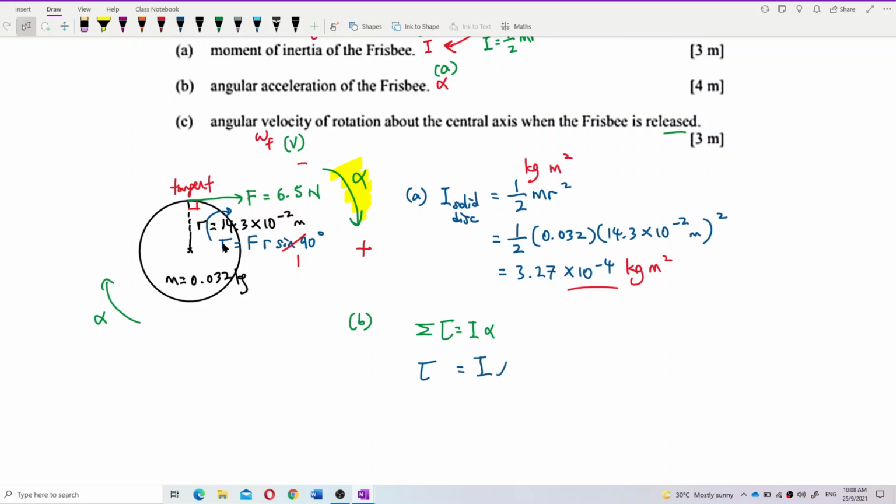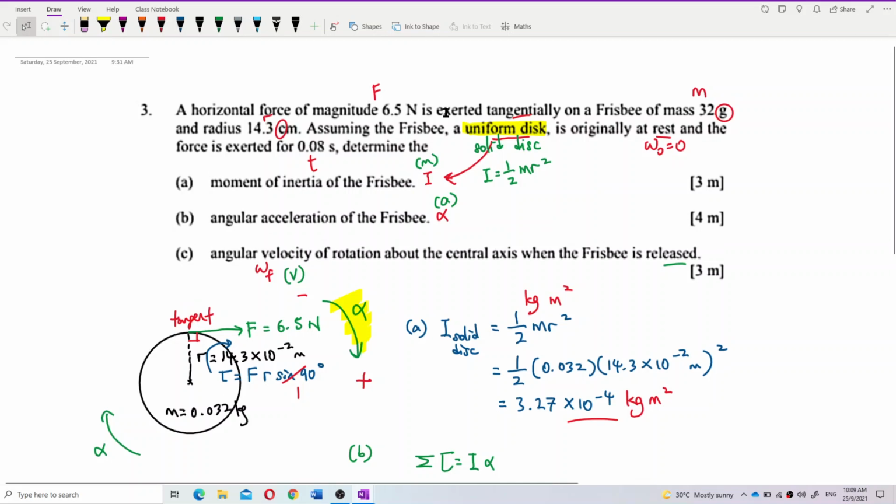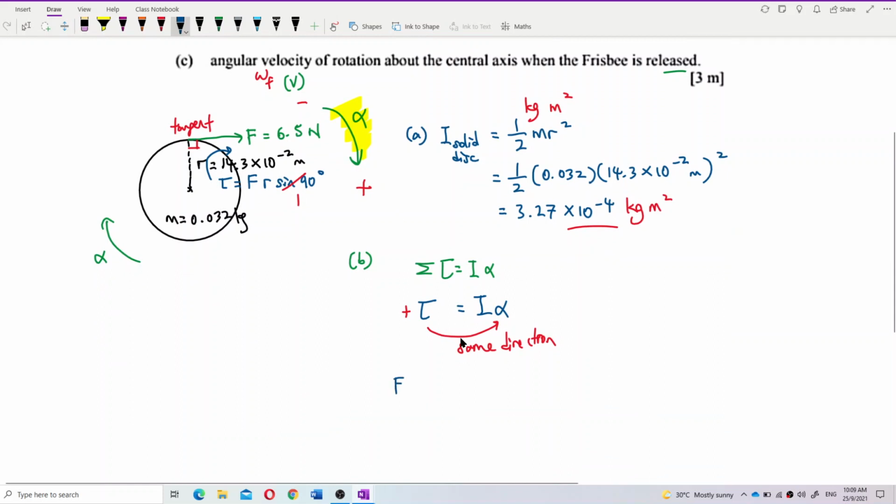Equals I alpha. This torque is a positive torque because it is in the same direction as the alpha. Now, continue. Torque is F r sine 90, because this force is tangential to the frisbee. So I put F r sine 90 degrees. The moment of inertia is 3.27 times 10 to the negative 4.